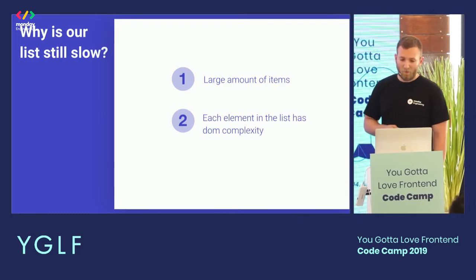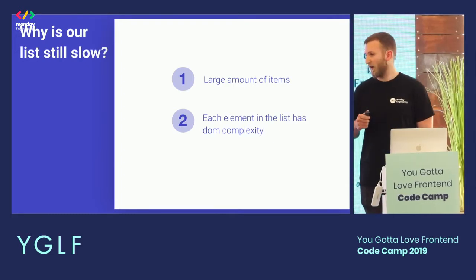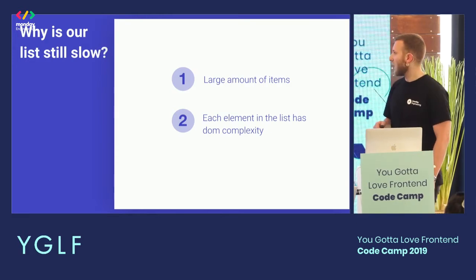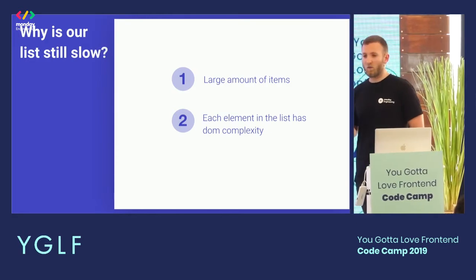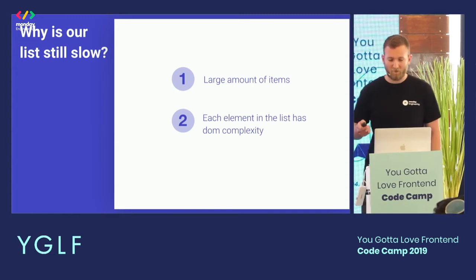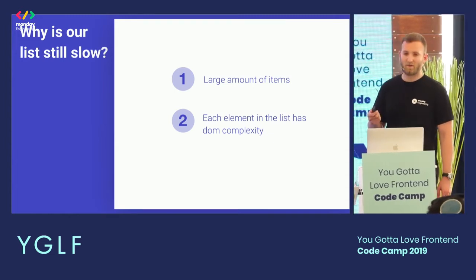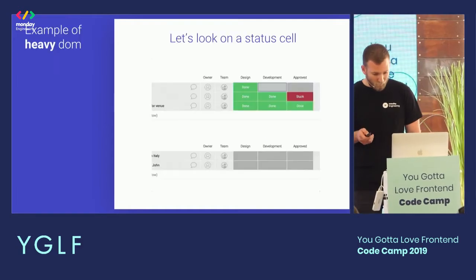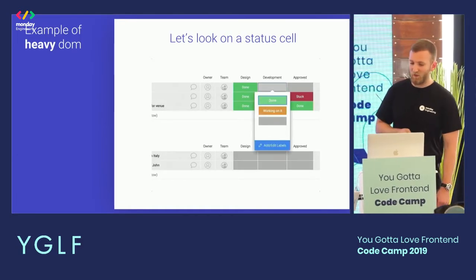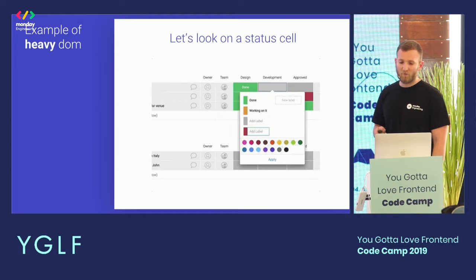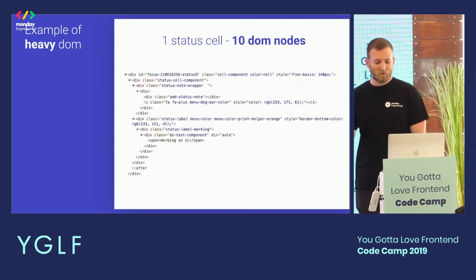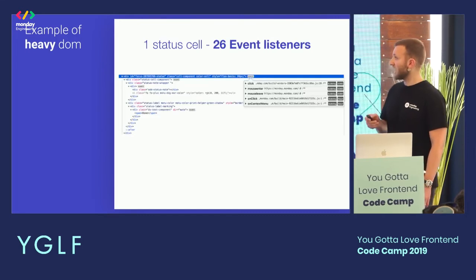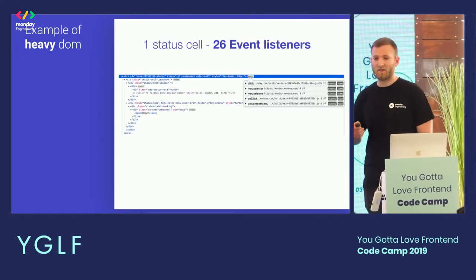And why was it slow? Because of 2 major issues. The first one is that we have a lot of elements in the list. As Leo showed, each row can contain a lot of complexity, and this is the main issue. Let's take, for example, the status cell. It's one type of column that we have in the system. The status cell contains 10 DOM nodes for each status cell. In addition, it has 26 event listeners.